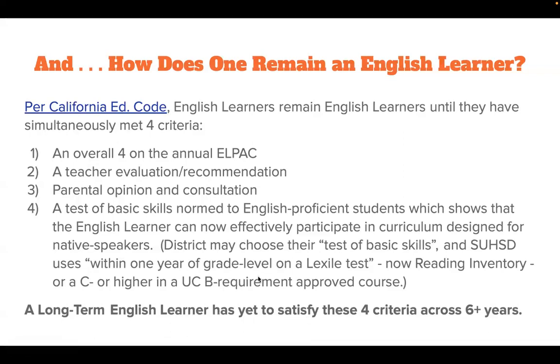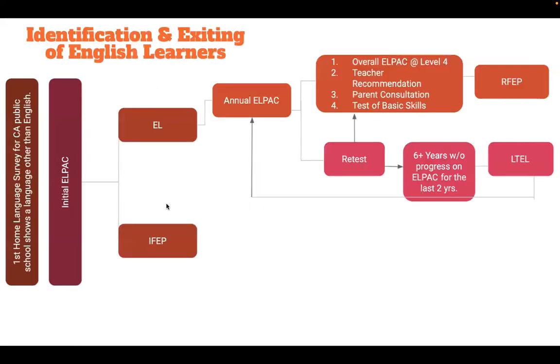So an English learner has failed to reach this criteria, all 4, across 6+ years. Carla Chavez developed this for us last year, and that just shows that same thing graphically. Home language survey shows a language other than English, initial LPAC. If that is initially fluent, IFEP. If not, they go to EL and take an annual LPAC, and then are annually compared to the criteria. If it doesn't meet it, retest, and it just goes around and around here. Or if it comes out, all these are good, go to RFEP. And then after retesting for 6+ years, one becomes an LTEL.